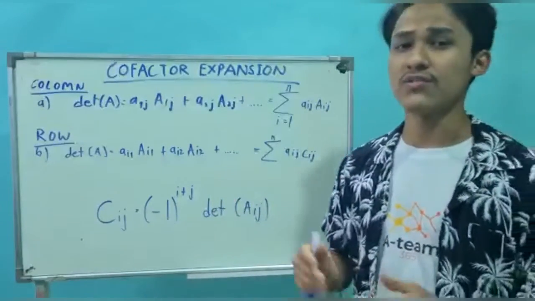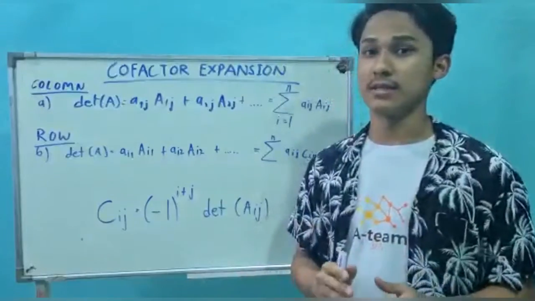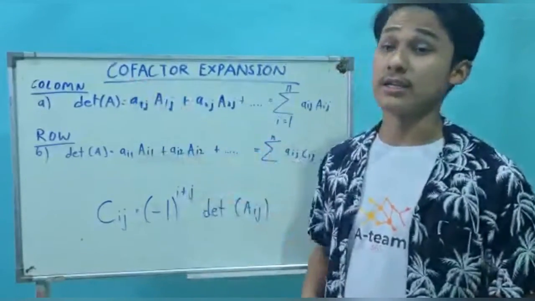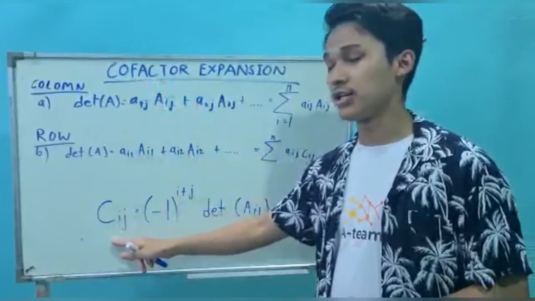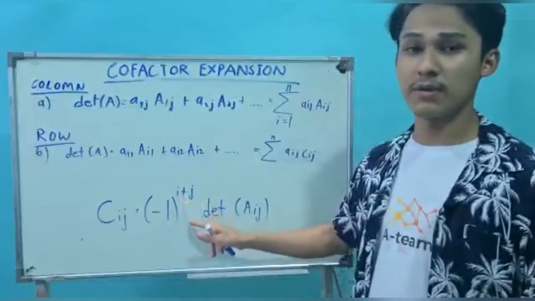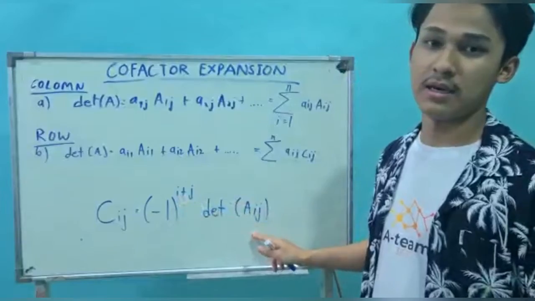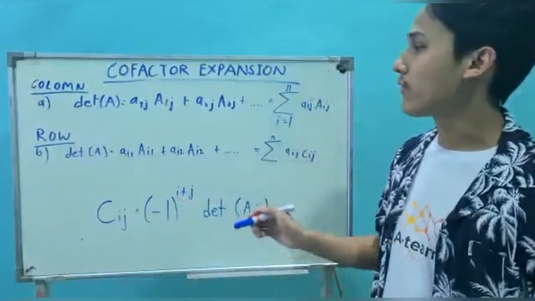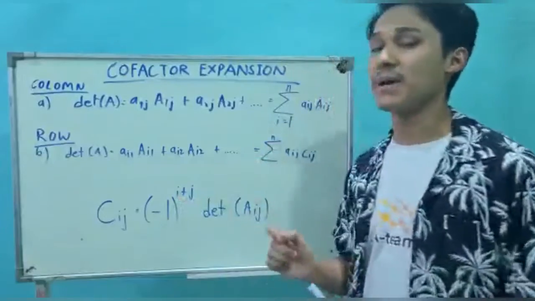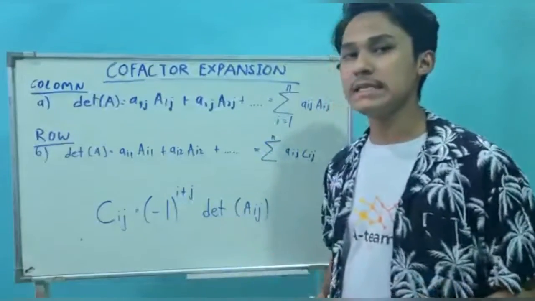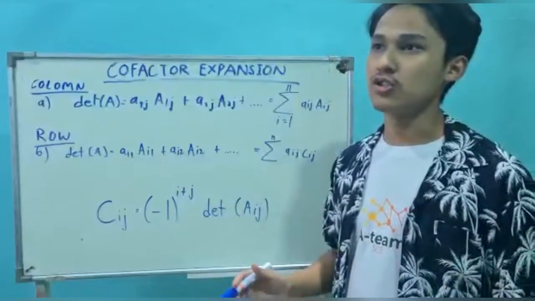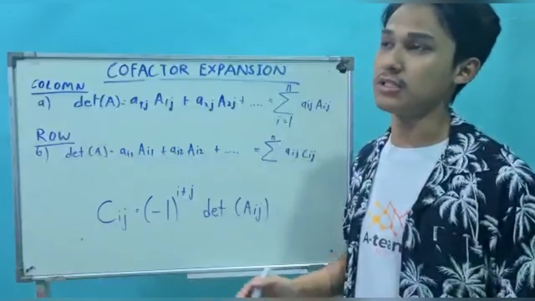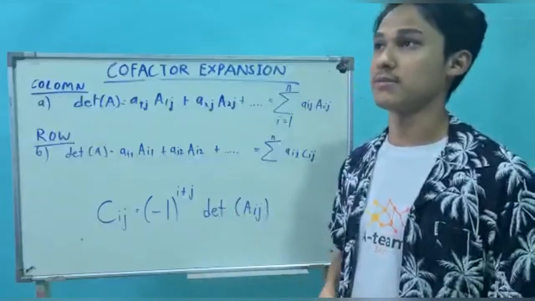Actually, it's not quite different from cofactor itself. We're still going to use the formula that you learned from cofactor, which is Cij equals (-1)^(i+j) times the determinant of Aij. This is a very common formula for cofactor. So what does expansion mean? To find a determinant of a 2 by 2 or 3 by 3 matrix, you can still find it using the basic step-by-step way.